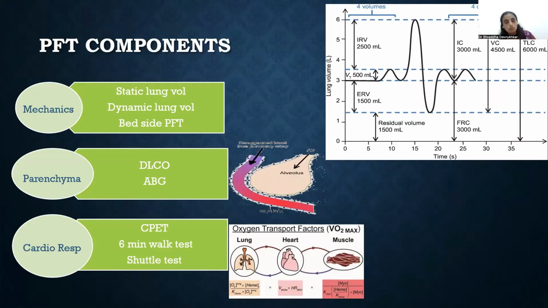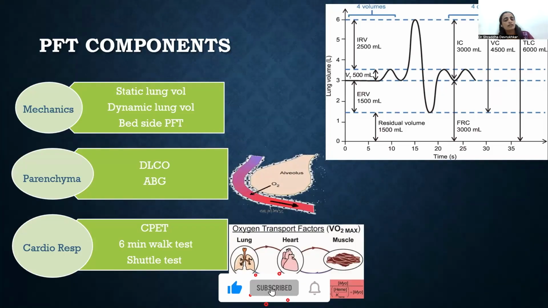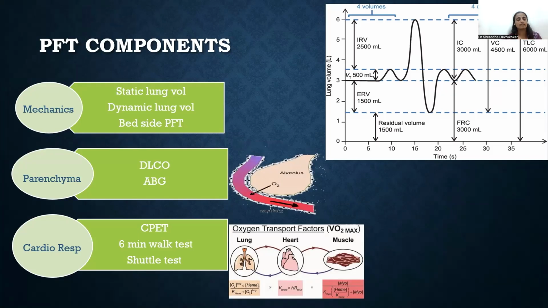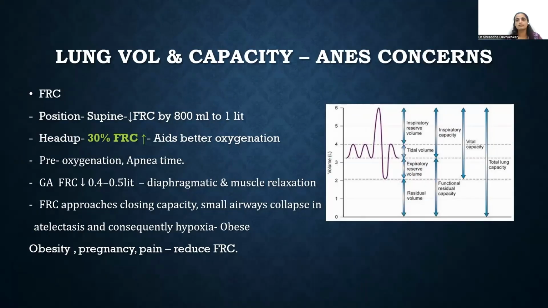But nowadays, the most popular of this segment is the cardiorespiratory test, where we do the functional analysis. That is the cardiopulmonary test by doing a 6-minute walk test, which is very commonly done, a shuttle test, and the cardiopulmonary exercise test, which is a very sophisticated test involving multiple parameters: your blood pressure, pulse oximetry, you're doing an exercise, sitting on a treadmill or a cycle, and it is a proper sophisticated room. Most of the bigger hospitals have this facility, which gives you a proper integrated analysis of your lung, heart, and the muscle.